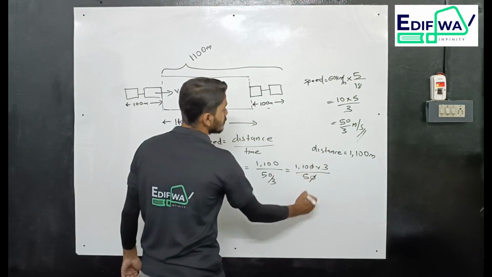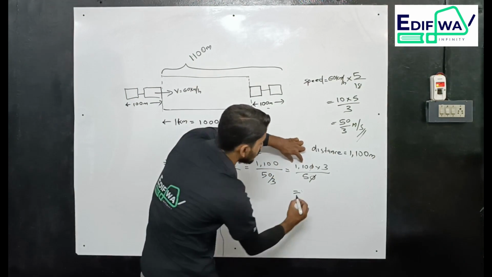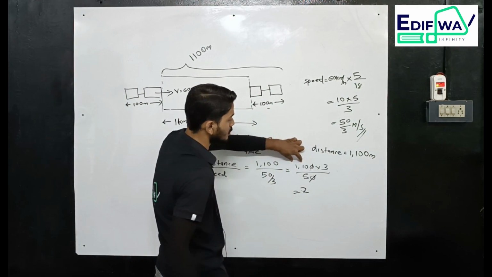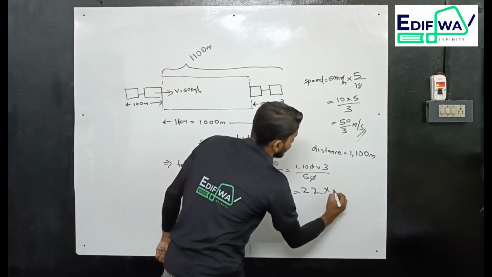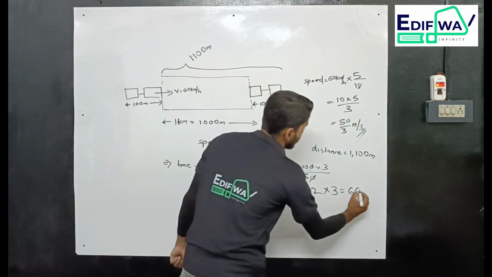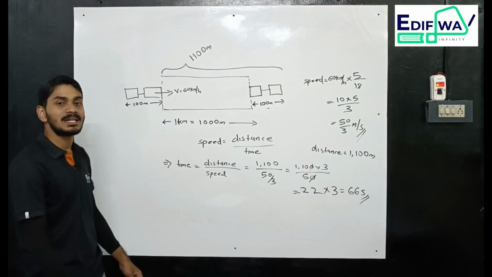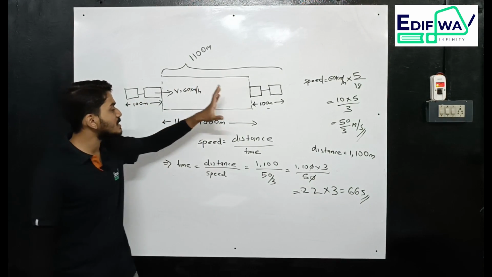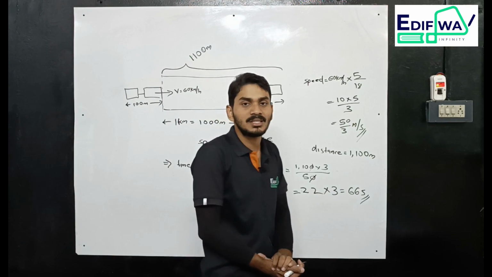You cancel these zeros. In 110, in 11 it is 2 times. Right? Then you have 10 remaining. So 2 multiplied by 3, you get 66 seconds. So 66 seconds is the answer. Within 66 seconds, the train can cross this bridge. I hope you understand this question.